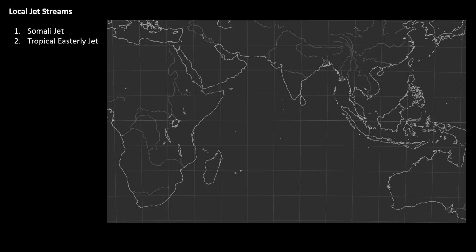Apart from these important global jet streams, we have a few local jet streams as well. Two of them are very important. The first one is the Somali jet, and the second one is the tropical easterly jet. Now, the Somali jet is near the African coast, near Somalia. It is also known as the Findlater jet. Findlater was a scientist who discovered these winds in the 1960s or 70s, and in his honor, the Somali jet streams are also called Findlater jets.